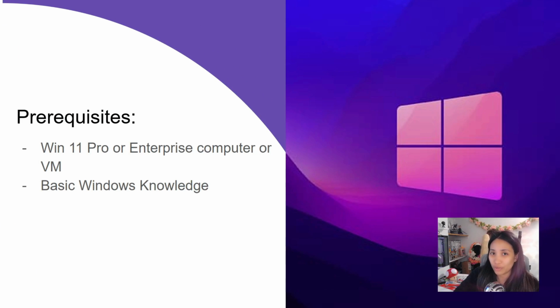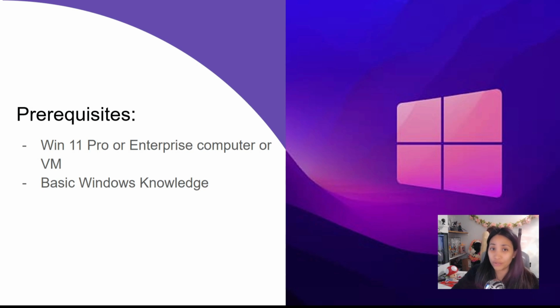So if you also want to try this activity at home to practice, you're gonna need a Windows 11 Pro or Enterprise computer, or you can do a VM. You can spin up a VM with Windows 11 image. Make sure that it is Pro or Enterprise so we can add it to the domain later. And also basic Windows knowledge.